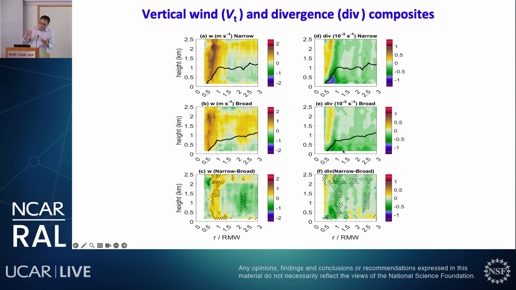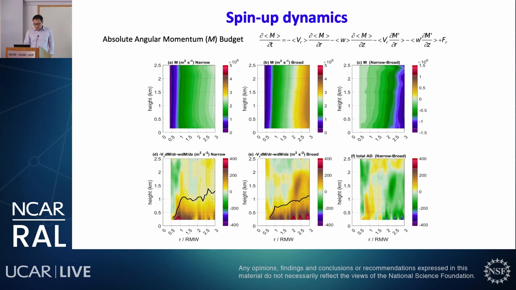This kind of agreed with our modeling work, but our modeling work didn't see the difference in the radial distribution of peak inflow. When we change the vertical eddy diffusivity or horizontal diffusion, mostly the strength of the inflow near the RMW changes. But the observations show that not only the strength is different, but also the radial location is different between storms with different intensity change rates. So I still have some time.